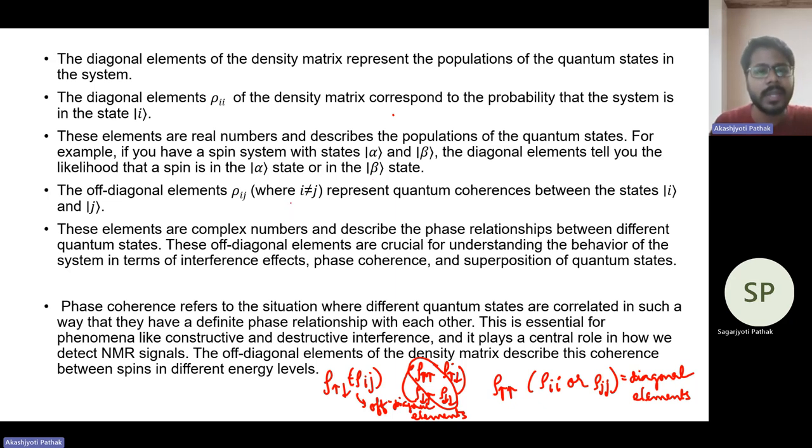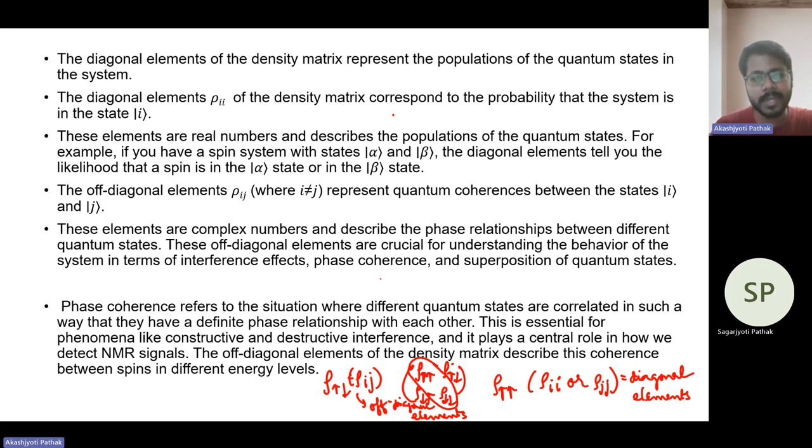Now what are these off diagonal elements? As I was saying, rho ij, where i is not equal to j, represents quantum coherences between the state i and j. The off diagonal elements are complex numbers and they describe the phase relationships between different quantum states. So what is the phase relationship between the different quantum states? They are also crucial for understanding the behavior of the system in terms of interference effects, phase coherence, and superposition of the quantum states.